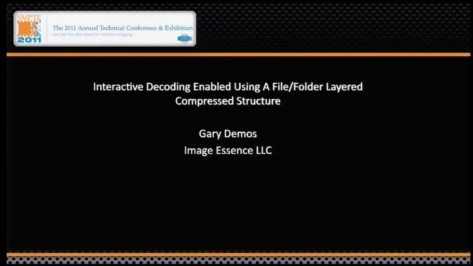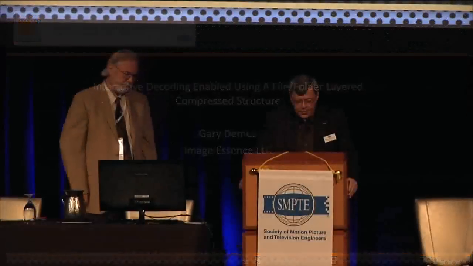So Gary is recipient of the 2005 Gordon E. Sawyer Oscar for Lifetime Technical Achievement from the Academy of Motion Picture Arts and Sciences. He's pioneered in the development of computer-generated images for use in motion pictures and in digital film scanning and recording. Gary is founder and CEO of Image Essence, which is developing wide dynamic range codec technology based on a combination of wavelets, optimal filters, and flow fields. Please join me in welcoming Gary.